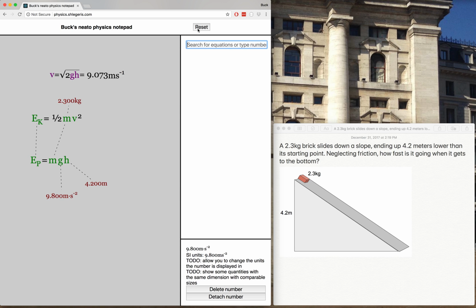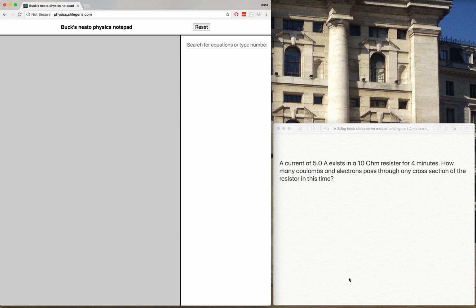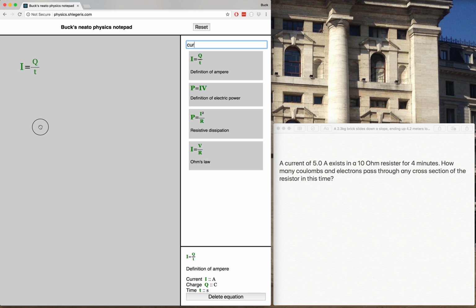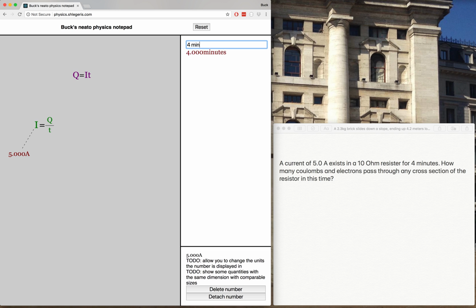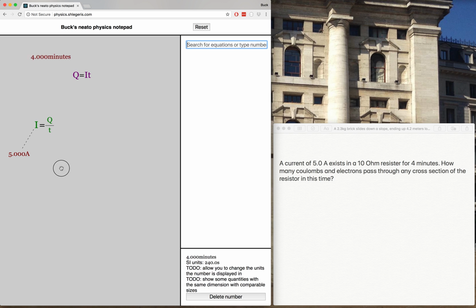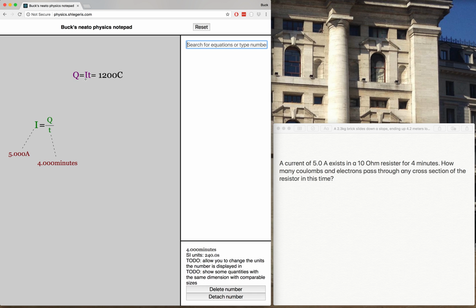So let's do another one. We have a current of 5 amps and a 10 ohm resistor for 4 minutes. We want to know how many coulombs and how many electrons pass through any cross-section of the resistor in this time. Let's look up amperage. We have current. This equation makes it look like to get the number of coulombs, we can do it without caring about the resistance of the resistor. We just need to know the amperage and the time, which we already do. In particular, we had 5 amps, and we had 4 minutes. And this is going to give us a charge in coulombs.